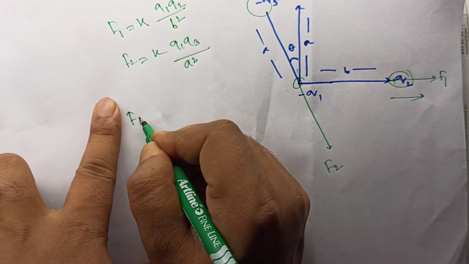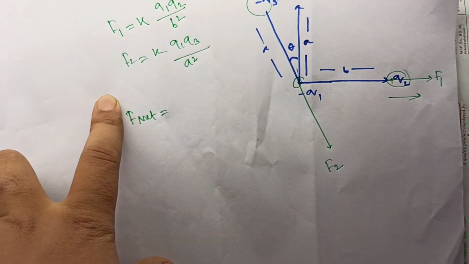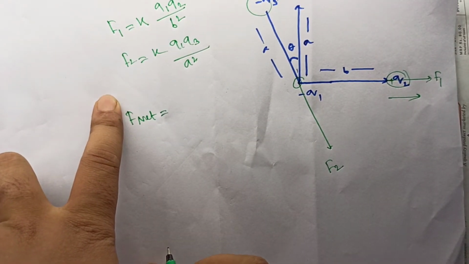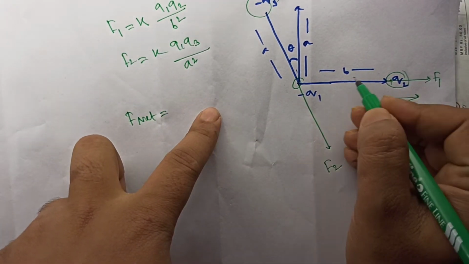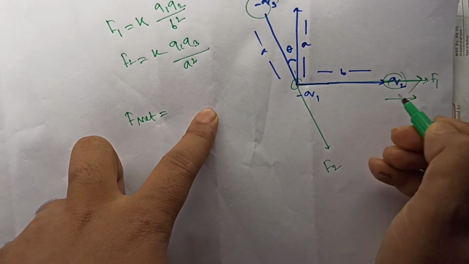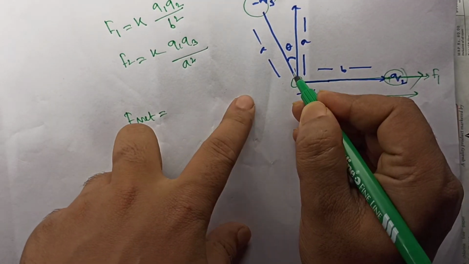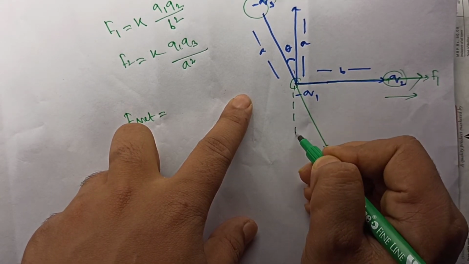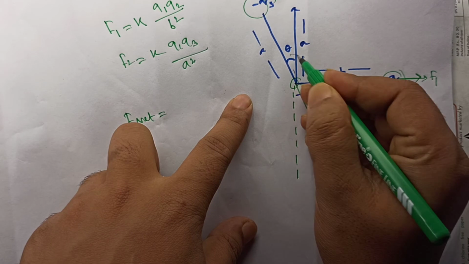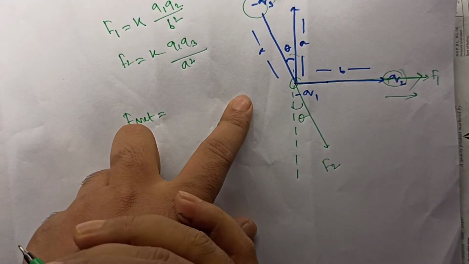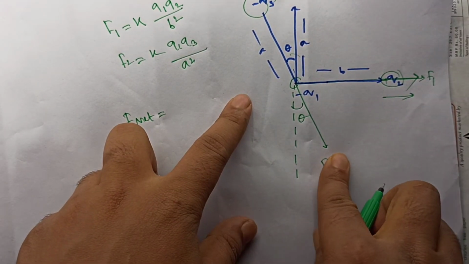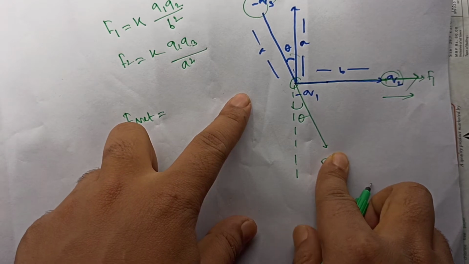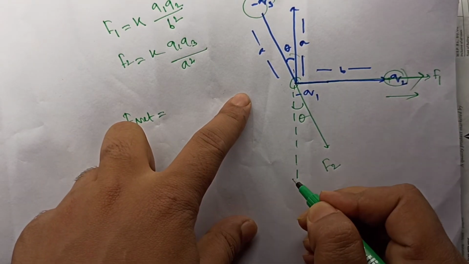So what will be the net force? Net force along x axis. F1 is already along x axis, right? What about this F2? If I draw this x axis and y axis, look, if this angle is theta, what will be this angle? Theta. Clear? So F2 will be having two components. One is along x axis and another will be along y axis, right?